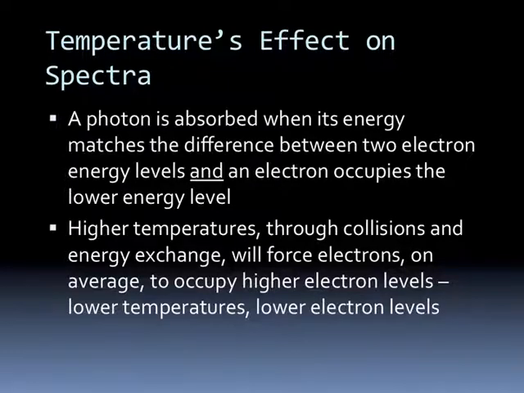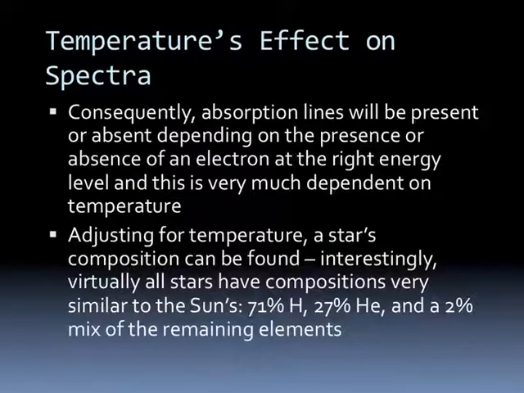A photon is absorbed when its energy matches the difference between two electron energy levels and an electron occupies the lower energy level. At high temperature, there are lots of collisions and energy exchange, which force the electrons on average to occupy higher energy levels. Lower temperatures mean lower electron levels. So at higher temperatures, sometimes light's not absorbed at a certain place because there are no electrons in that place. Consequently, absorption lines will be present or absent depending on the presence or absence of an electron at the right energy level, and this is very much dependent on temperature.